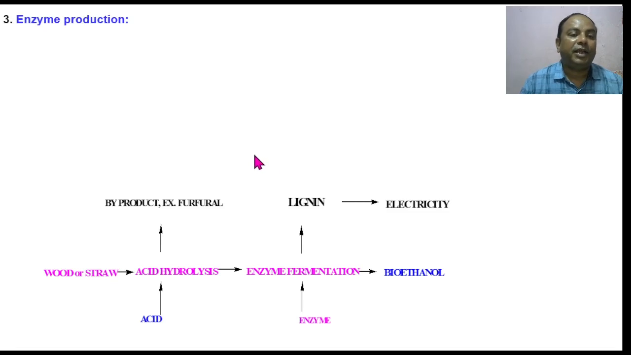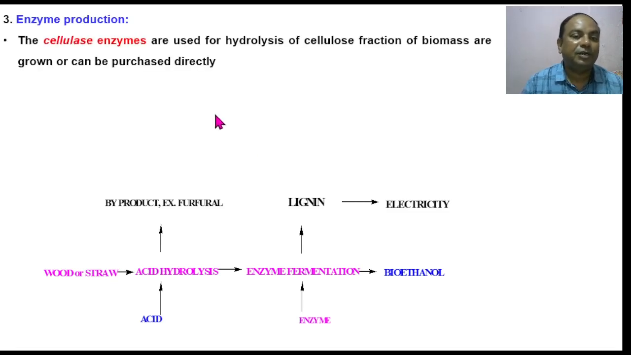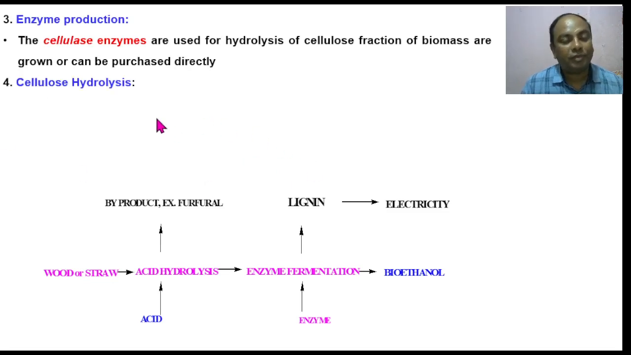Now next is enzyme production. It is very essential because enzymes are required for the fermentation process or for the hydrolysis process. So the cellulase enzyme is actually required. Remember this, just call this a cellulase enzyme. Cellulase enzyme is required for the hydrolysis of cellulose.